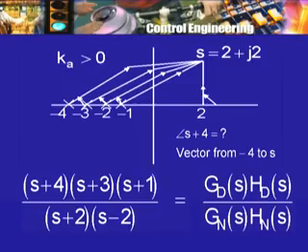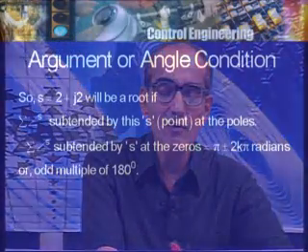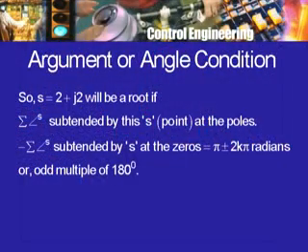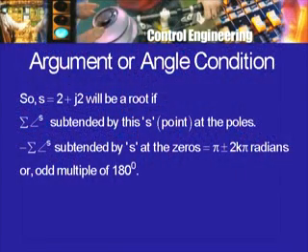And therefore the argument principle simply can be stated as the sum of all angles subtended by S, the complex number under consideration, at the poles, minus the sum of all the angles subtended by the same complex number at all the zeros. This difference of two sums should be equal to pi radians plus minus 2k pi, plus minus any multiple of 2 pi radians. If a complex number S satisfies this condition, then the complex number S will be on the root locus for some value of k. And what value of k?